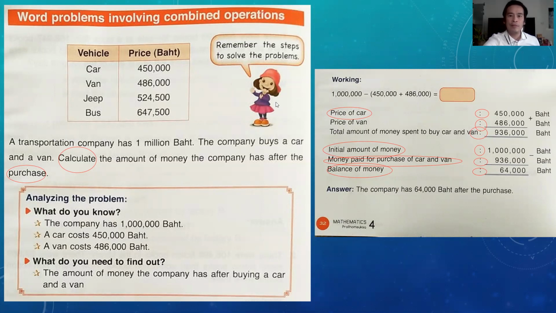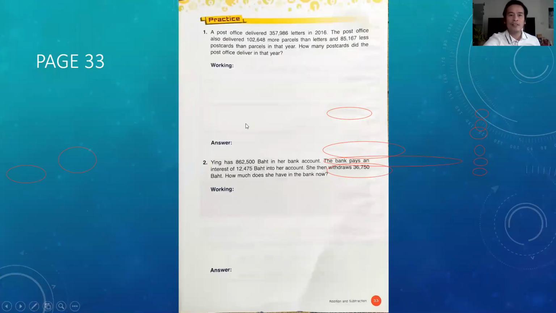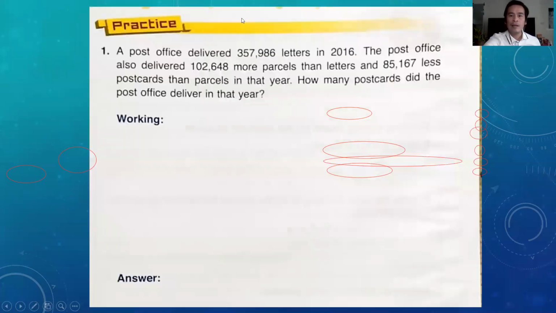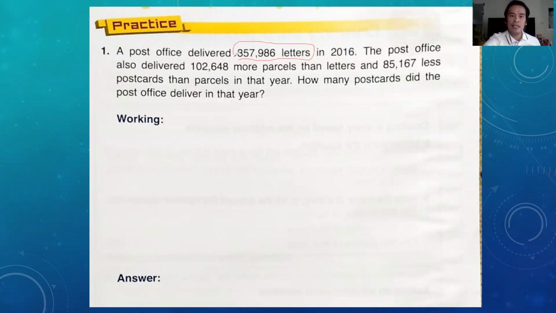Okay, let's proceed to our practice exercises found on page 33. Let's analyze first the problem. Teacher Chris is going to read. A post office delivered 357,986 letters in 2016. Okay, next.